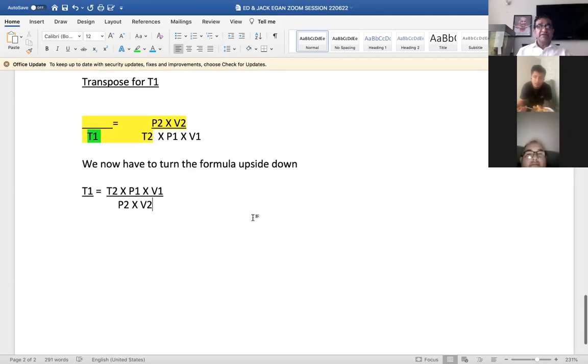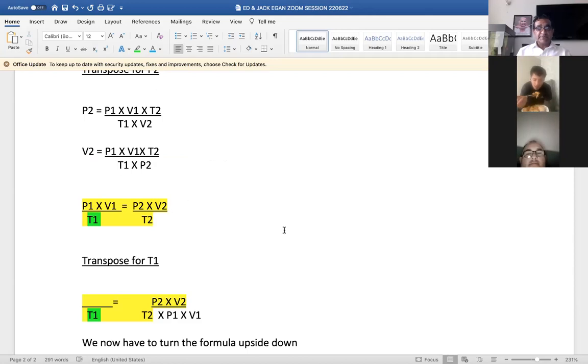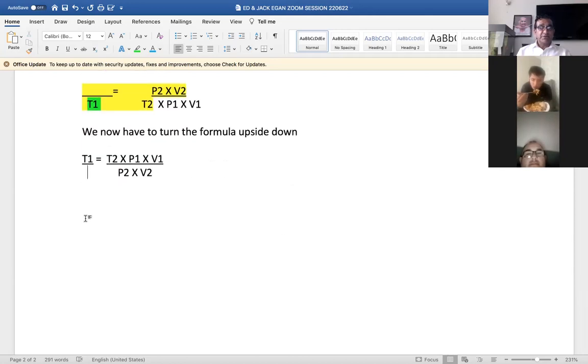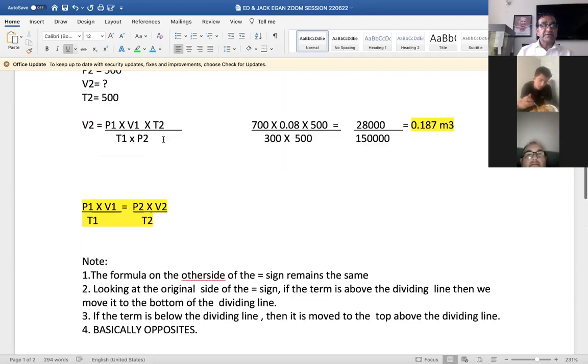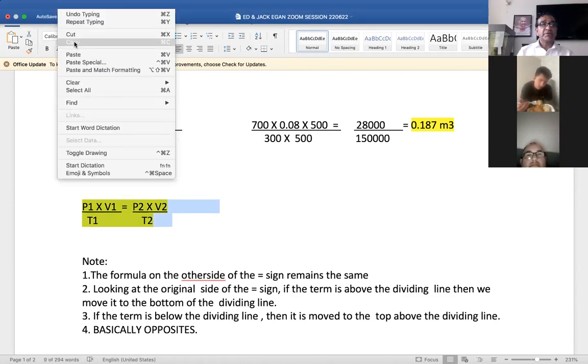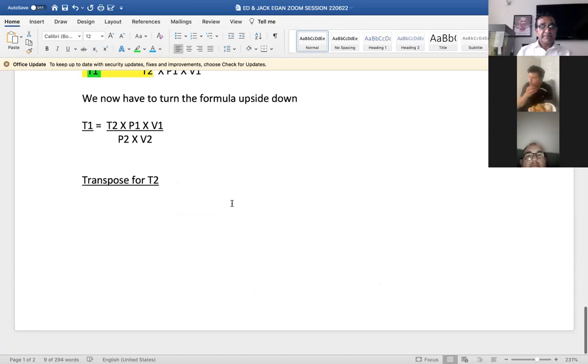Okay, and the same thing applies if we wanted to look at T2. So if we wanted to transpose for T2, I'm going to save it as well. So transpose for T2. So we've got this formula here. I'll do edit copy.